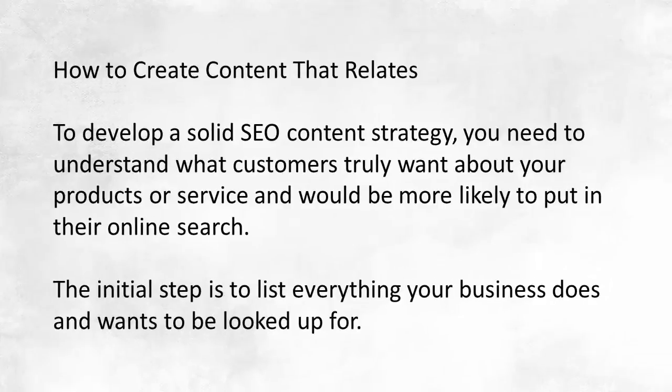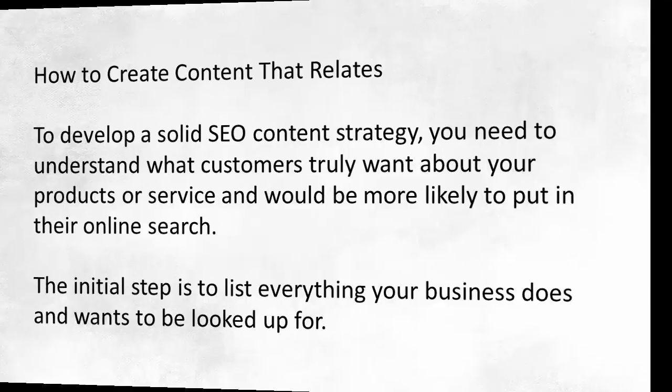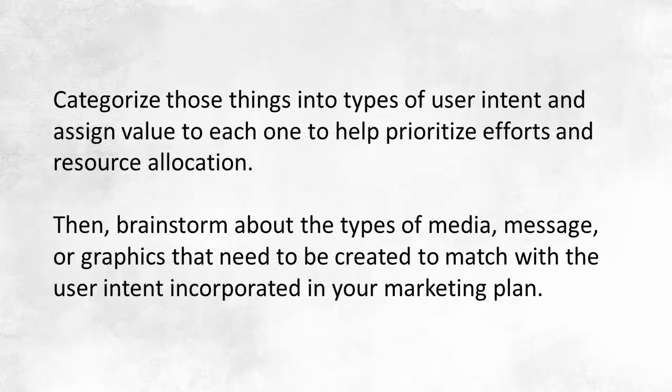How to create content that relates. To develop a solid SEO content strategy, you need to understand what customers truly want about your products or service and would be more likely to put in their online search. The initial step is to list everything your business does and wants to be looked up for. Categorize those things into types of user intent and assign value to each one to help prioritize efforts and resource allocation. Then brainstorm about the types of media, message, or graphics that need to be created to match with the user intent incorporated in your marketing plan.